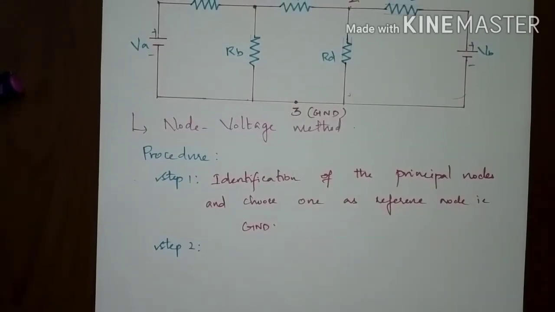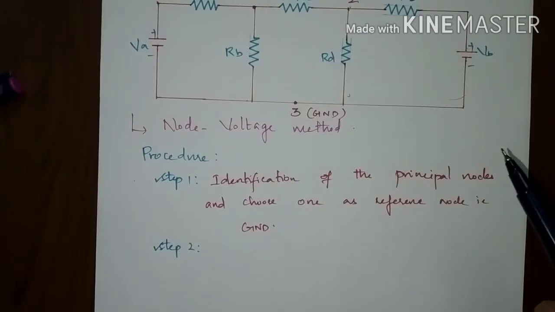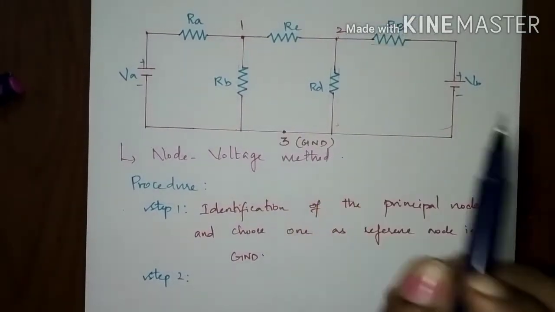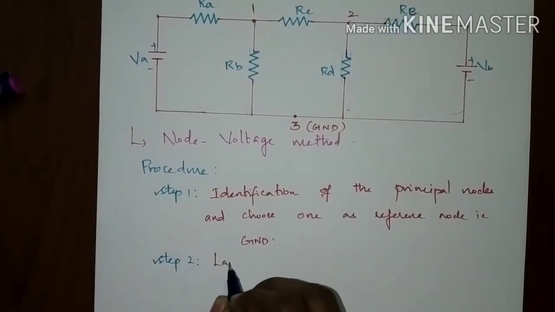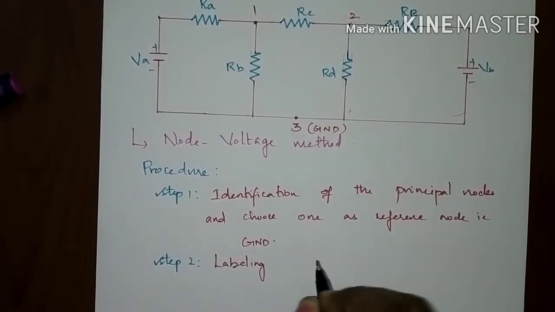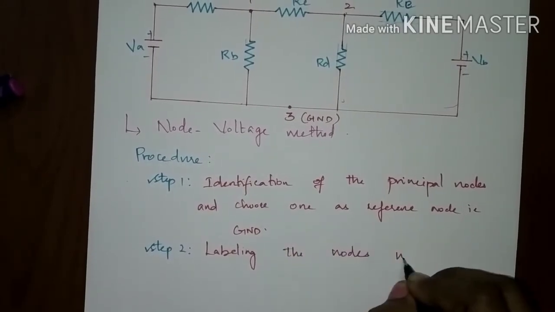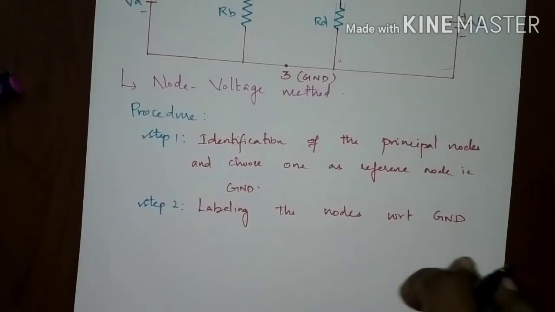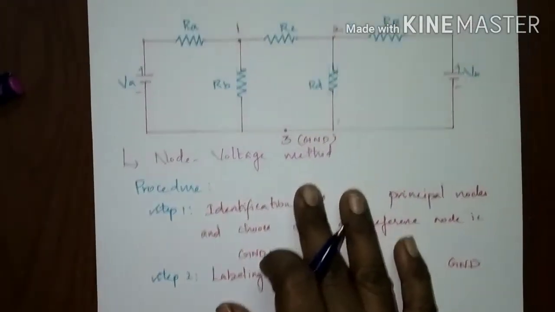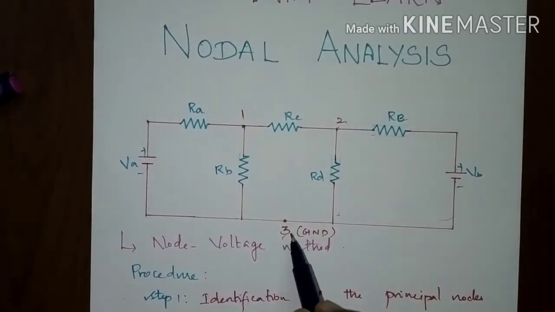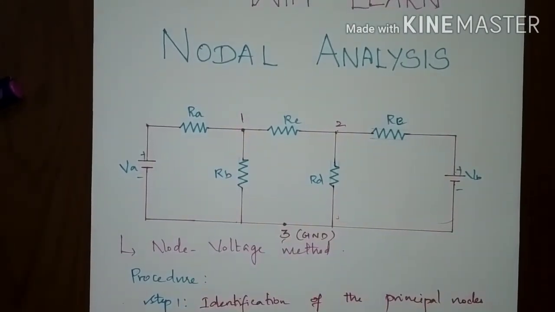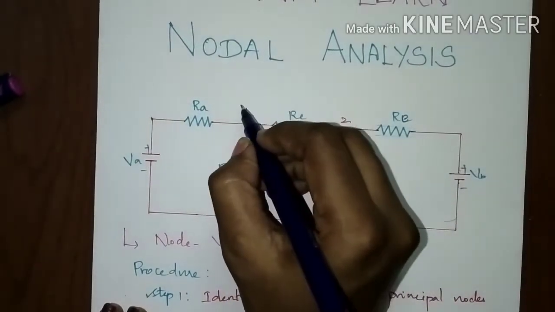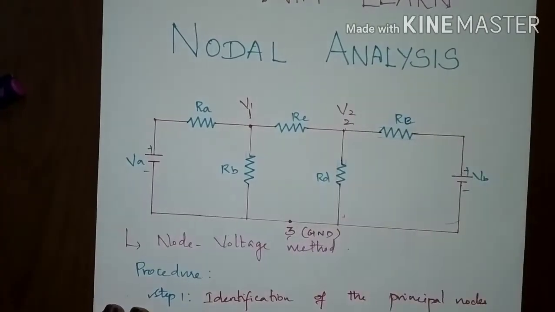Now step 2. Step 2 is to label the nodes with respect to the ground, from all the principal nodes except the reference node. Labeling the nodes is the second step. Here the principal nodes are 1, 2 and 3. I have already grounded the third node as the ground node. Take this 1 and 2 as nodes and label them. I am labeling these nodes as V1 and V2.